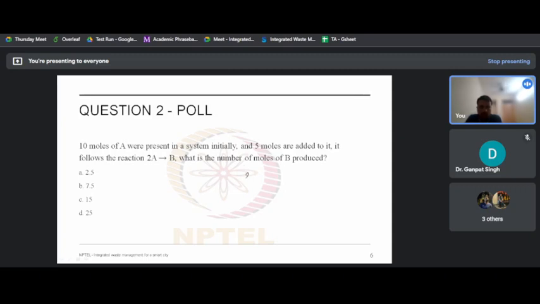We have been given the reaction 2A is transforming to B. So what can we understand from this reaction? There are 2 moles of A, so that will form 1 mole of B. So 1 mole of A would form half mole of B. Initially we were given 10 moles of A, and then we are adding an additional 5 moles. So how many moles of A will be there? It will be 10 plus 5. So initially 10 were there, then we added 5. So total 15 moles of A are there.